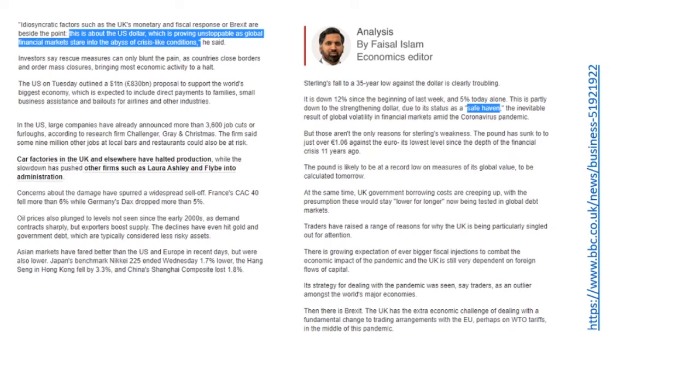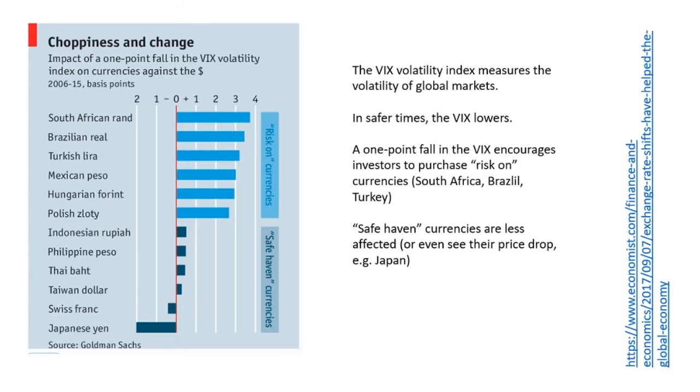And it's very good for me when I see the economics editor of the BBC talking about safe haven issues. I'm thinking, great, this is exactly what we want to talk about for A-level economics. Another graph I like to use when talking about safe haven issues, this one is from an Economist article in 2017. Looking at this here, it's talking about the VIX Volatility Index. This index measures volatility of global markets, so how uncertain are global markets.